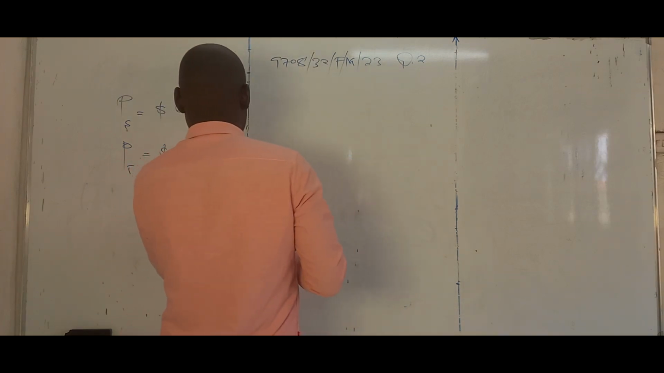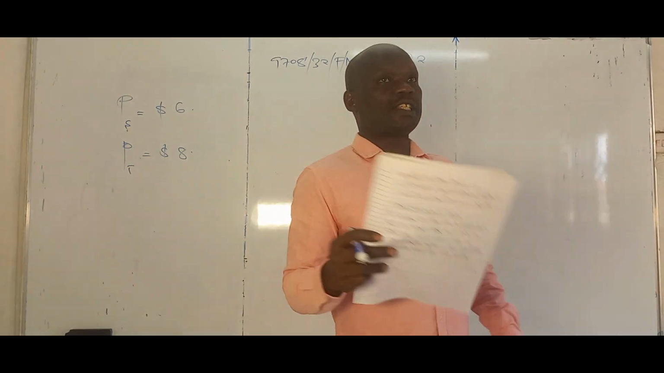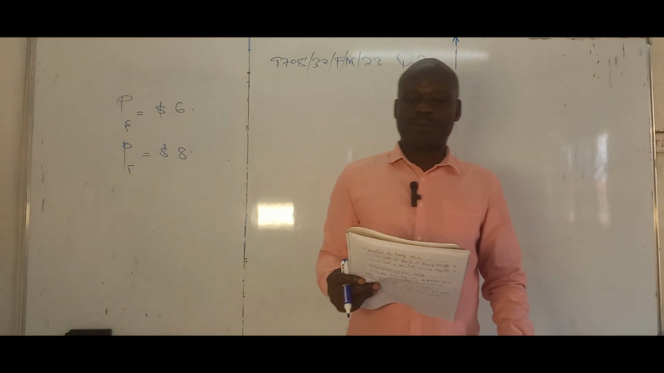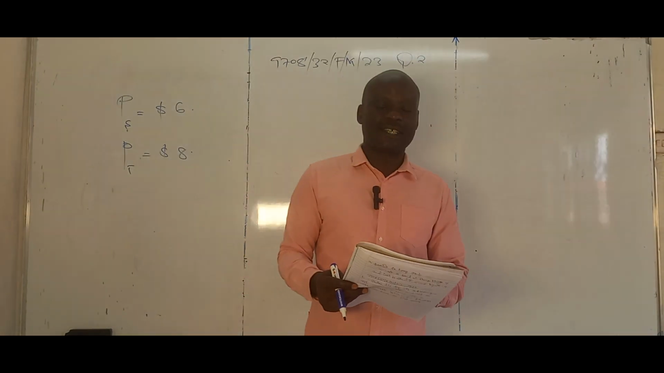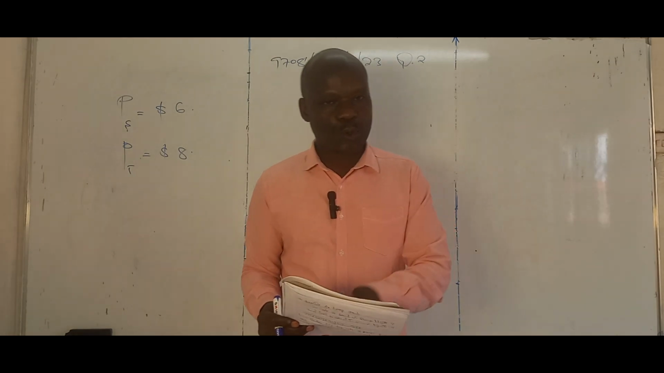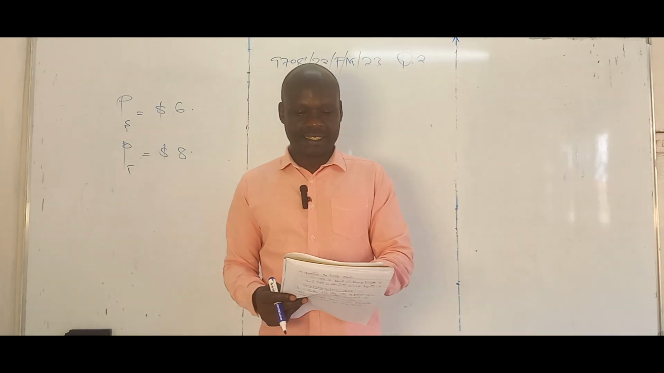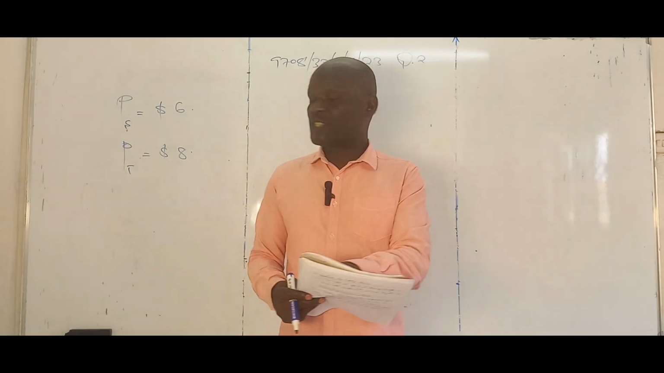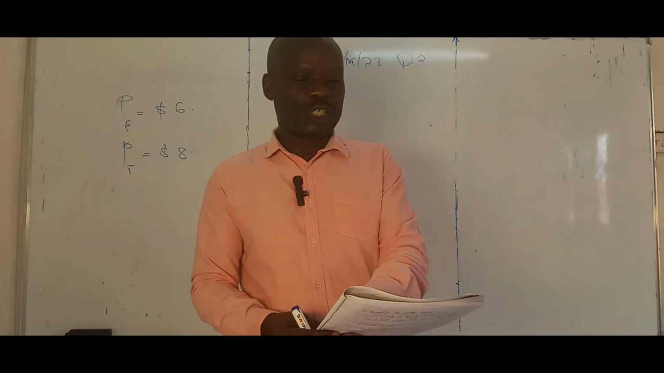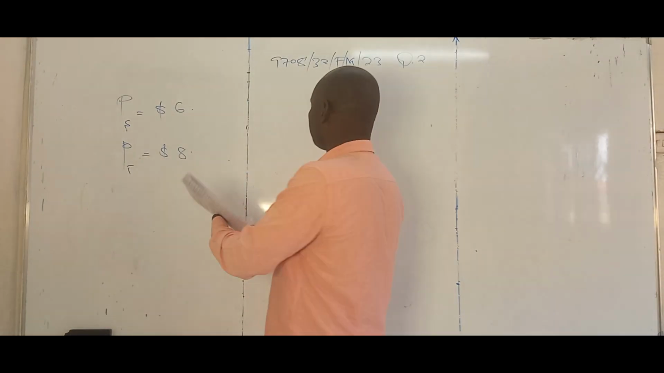So the first thing we need to note is that the principle tells us that, just as I've mentioned, the consumer will maximize utility by allocating spending such that the marginal utility per dollar is equal for both goods.